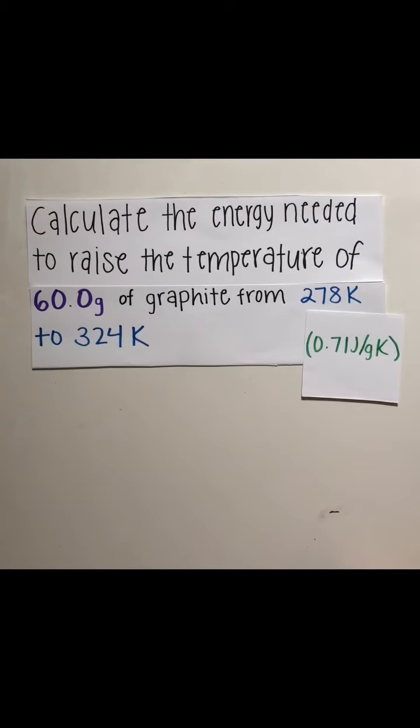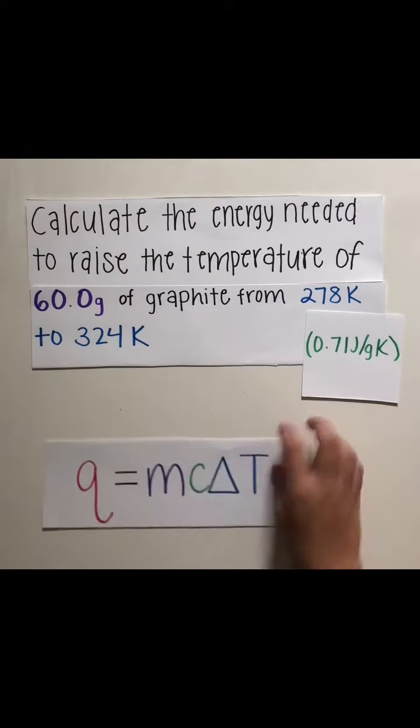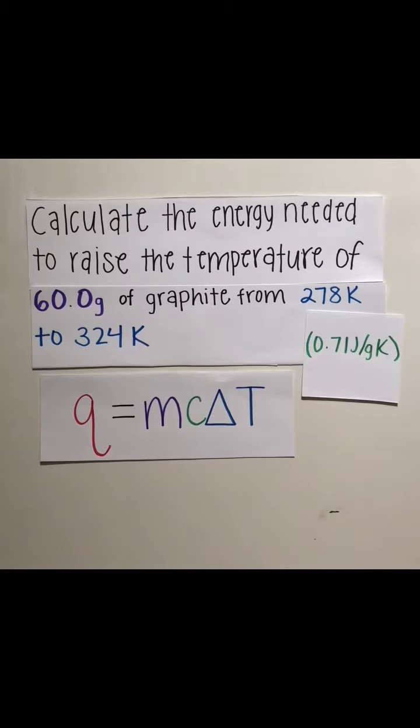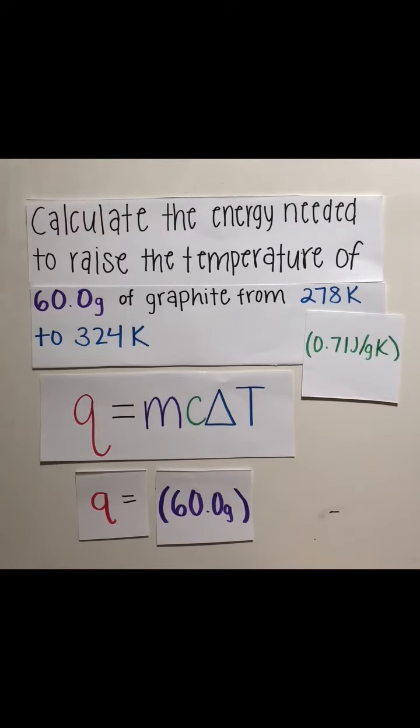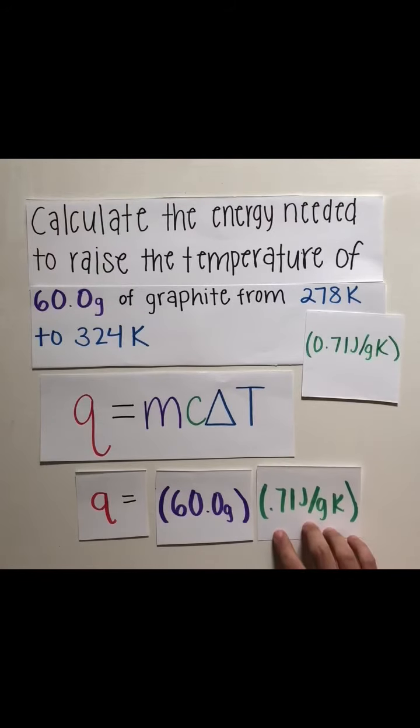Now that we calculated delta T, we can use the Q equals mc delta T equation to solve for Q. First, we plug in 60 grams of graphite for the M. Next, we plug in 0.71 joules per grams Kelvin for C because that is the specific heat of graphite. Finally, we plug in 46 kelvins because that is the delta T in this problem.